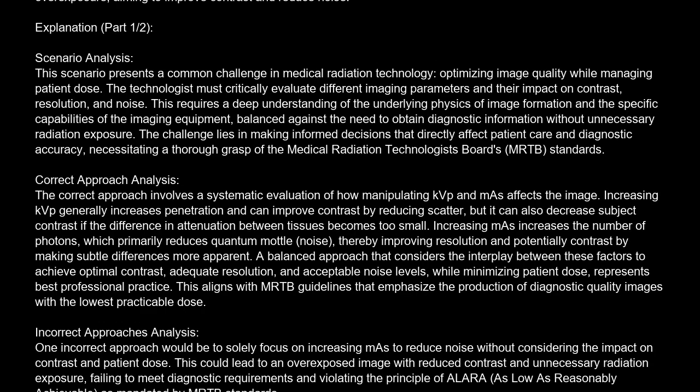The correct answer is C. Increase kVp significantly to enhance penetration and reduce scatter, then adjust mAs to compensate for any resulting overexposure, aiming to improve contrast and reduce noise.